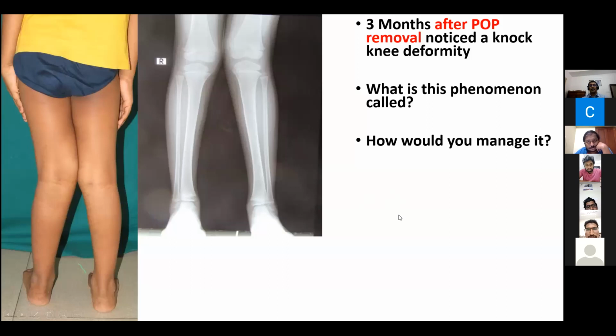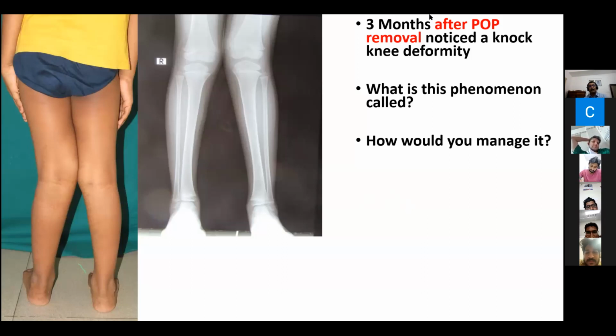After POP removal, about 3 months later, parents noticed a knock-knee deformity. Now, what is this phenomenon called? Cousin phenomenon, sir. Cousin phenomenon. Now, how will you manage it? It will correct automatically. Yes, most of the time it will get automatically corrected.